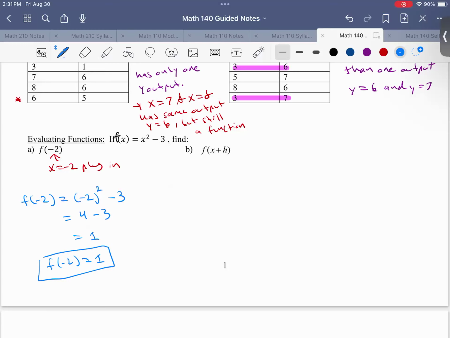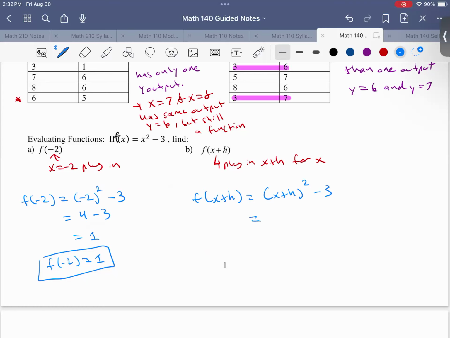Likewise, we want to evaluate this function at x plus h. So what you would do here is plug in x plus h for x. I know it's a little weird because we have an x in what we're trying to plug in, but we'll see that in a second. I'm going to plug in x plus h wherever there's an x. So (x plus h) squared minus 3.